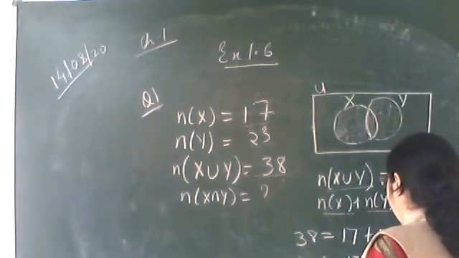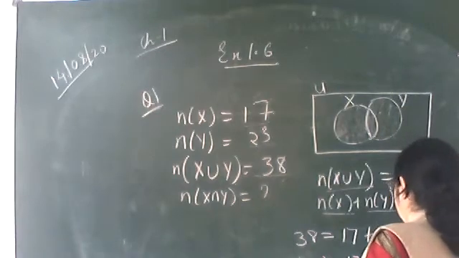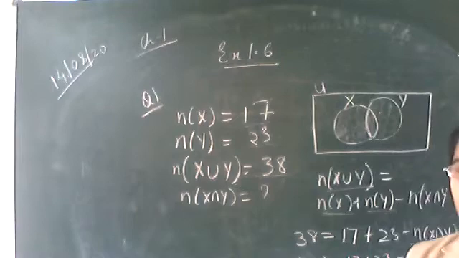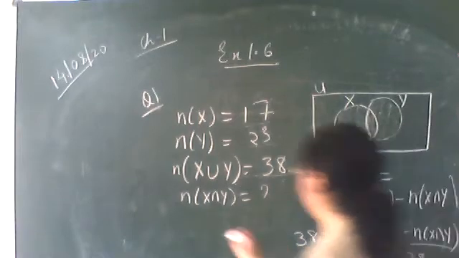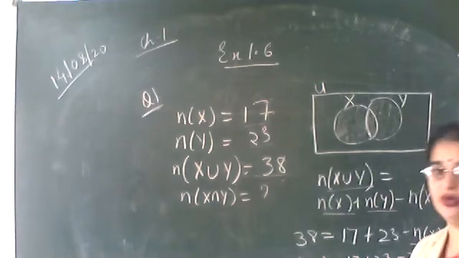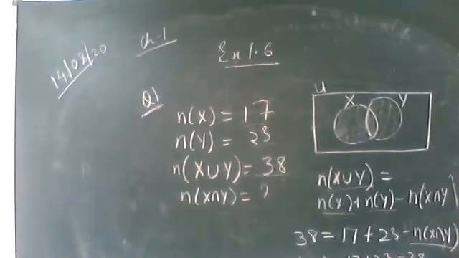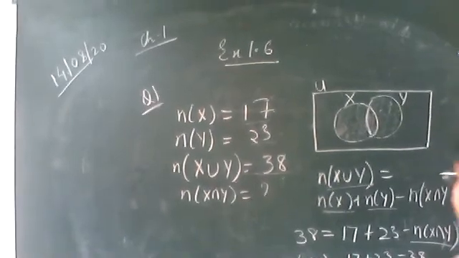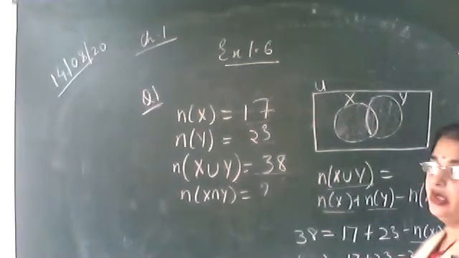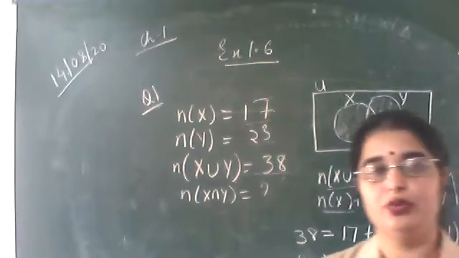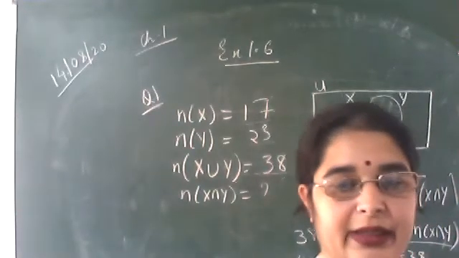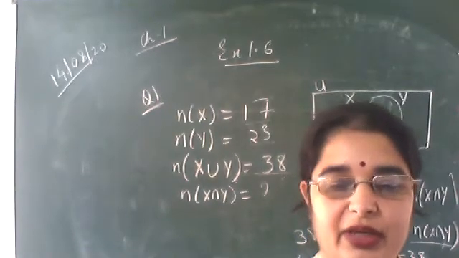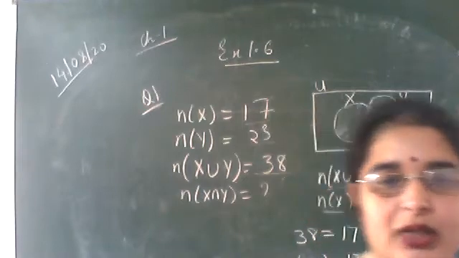So it will be 40 minus 38, which is equal to 2. Is it visible to you all? 17 plus 23 minus 38 means 40 minus 38, which is equal to 2. Is it clear, everyone? Unmute yourself and let me know. Yes, ma'am. Okay, very good.